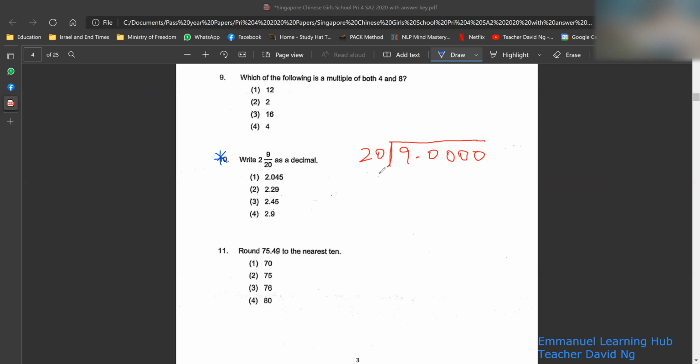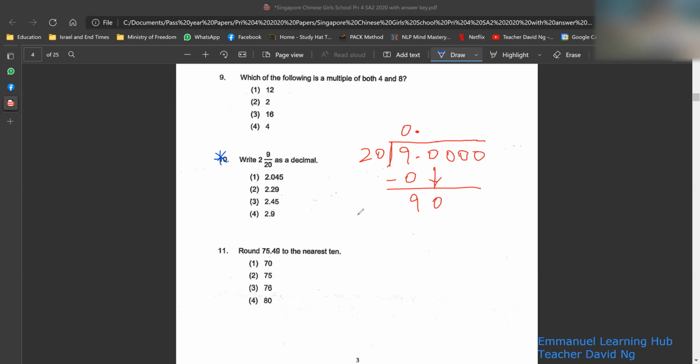So 9 divided by 20, what must you write? Can 9 be divided by 20? Basically, you won't have anything. So you can put a 0 on top. Makes sense? Yes. 0 times 20 is 0. 9 minus 0 is 9. Let's bring down this 0. So this is not 9.0, this is 90.